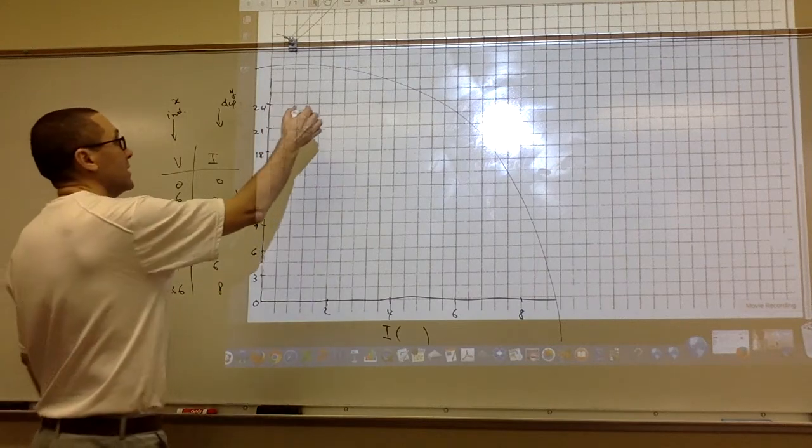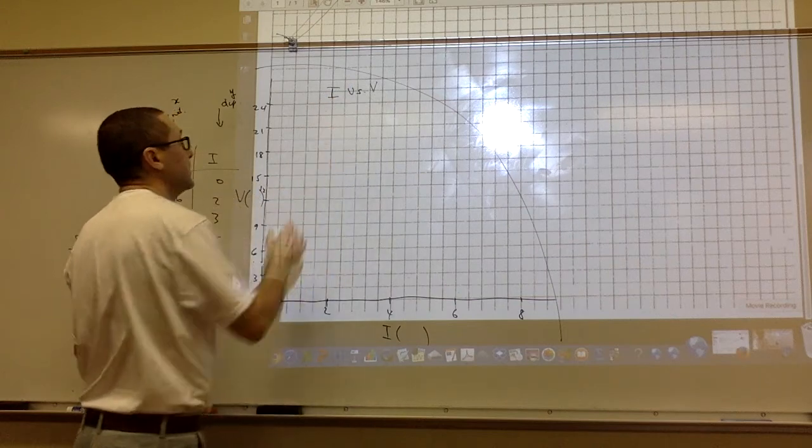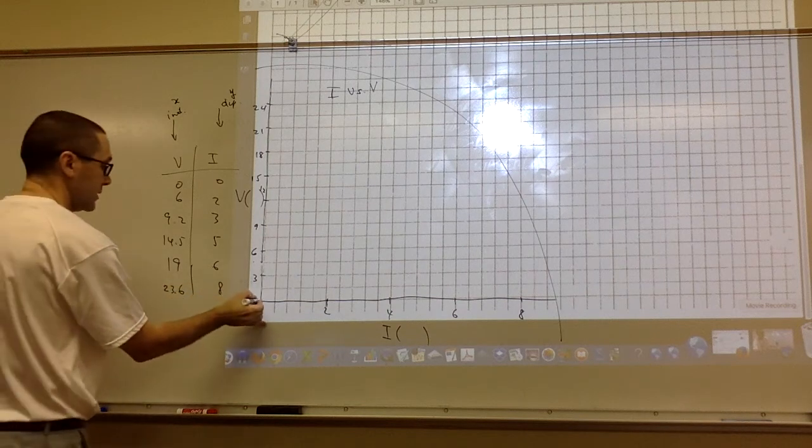We have to give it a title. So it's I versus V. It's always the dependent versus the independent. Remember that. Okay, so when you're labeling your graphs. Now we're going to start. So Z passes through 0, 0.